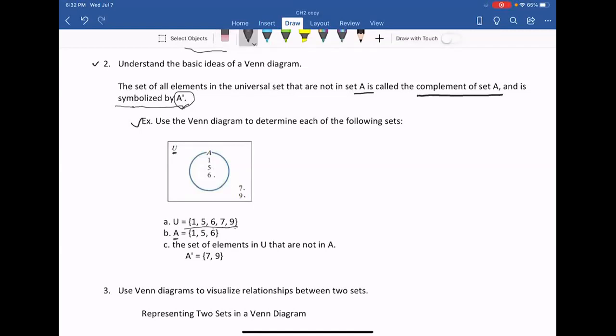The elements inside A are 1, 5, 6. The set of elements in U that are not in A: the elements are still in the universal set U, but not in A. So it's here. The complement of set A is 7, 9.